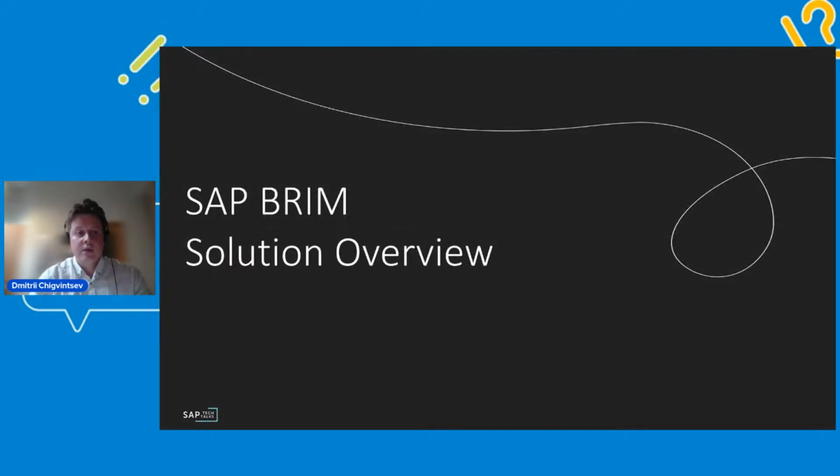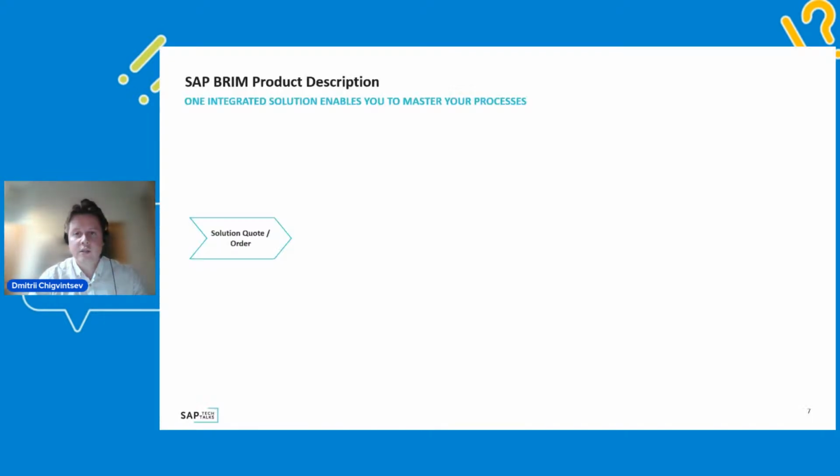So this was about the prerequisites. Now let's see how the BRIM solution can support us in covering these challenges. We will start with a very high-level product description. The first block we would like to discuss here is the solution, quote, and order. BRIM provides the ability to manage a variety of products, from physical products to digital products and subscriptions. Also, BRIM has a high integration potential. We will discuss this a little bit later.